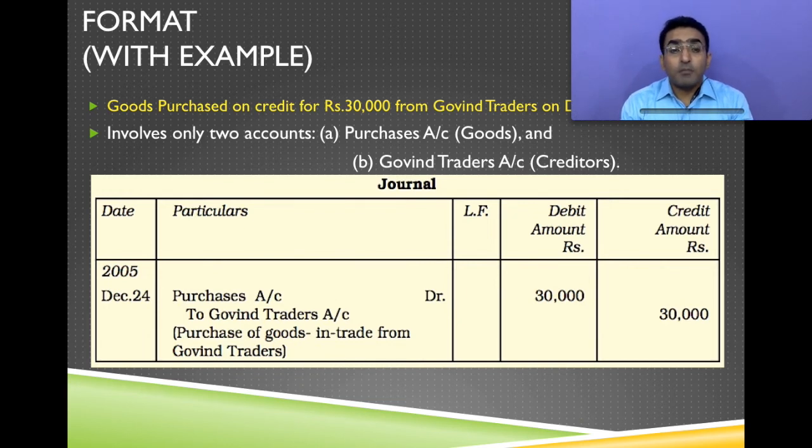What happened? Purchases account and Govind Traders, two accounts. Purchases expense, debit amount column 30,000. Govind Traders, creditor, liability increase, To Govind Traders 30,000. And see, within bracket, purchase of goods in trade from Govind Traders. That is what the narration is. See, it is very, very easy. It is very, very simple to do. Okay?